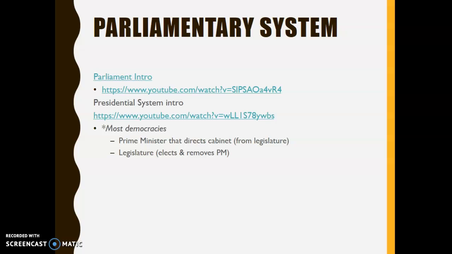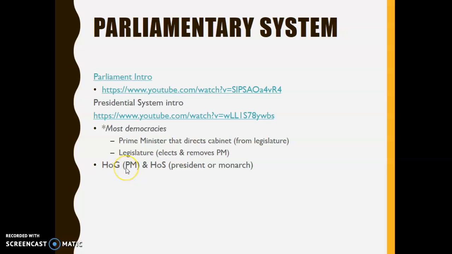Well, the first big one is that the prime minister is the one who directs the cabinet, and he is from the legislature. So what this means is the prime minister is chosen straight from the legislature. He is himself a member of that parliament. In the UK, for example, they're called MPs, members of parliament, and then one of those is chosen to be the prime minister, meaning like the top minister of parliament.